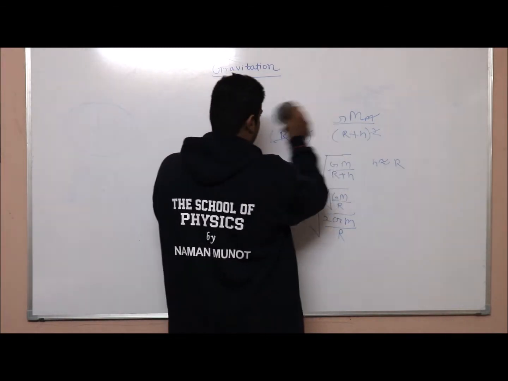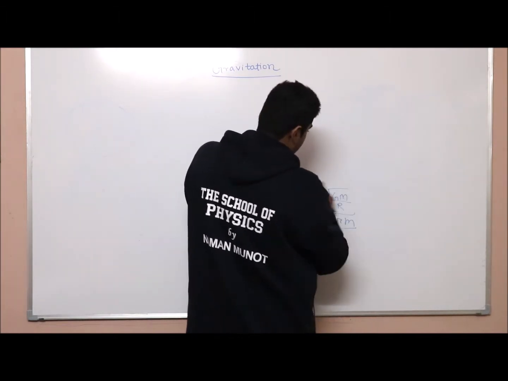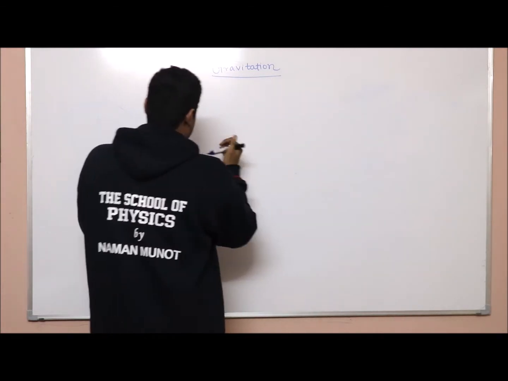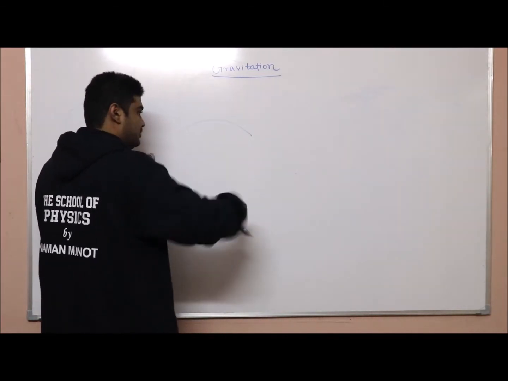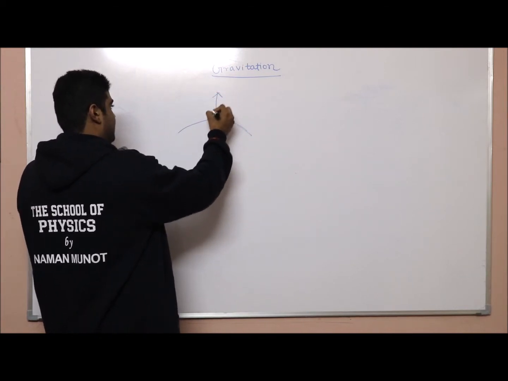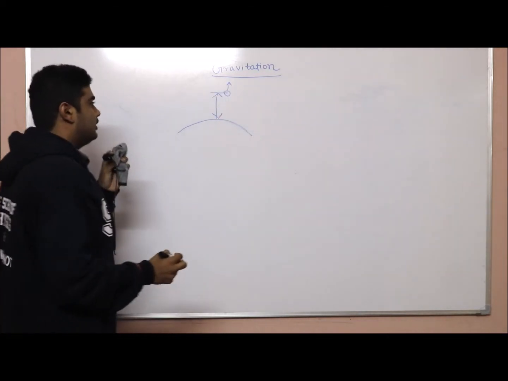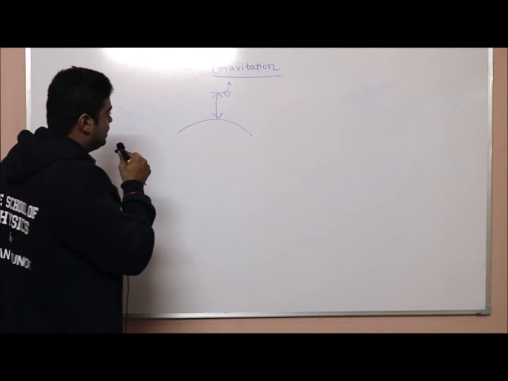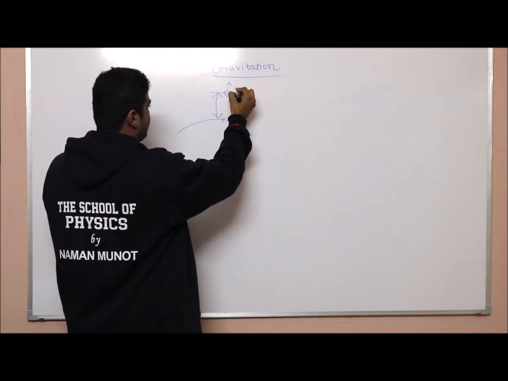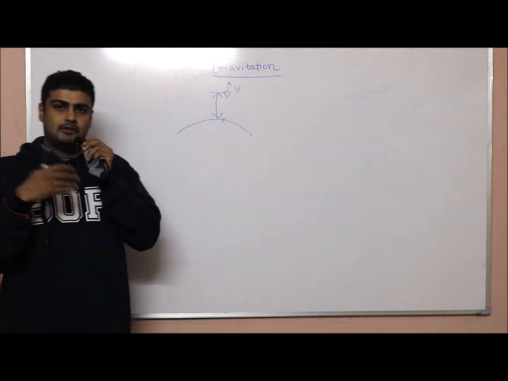Escape velocity is the vertical velocity at which, suppose we have this planet, and here we have a satellite that wants to leave the field of the Earth, and it is at a distance of r. So at what velocity should it leave so that it goes away from the influence of the Earth?